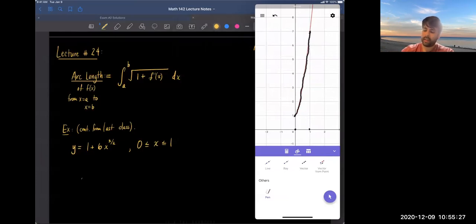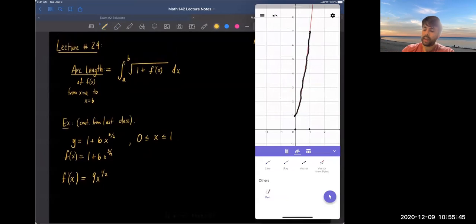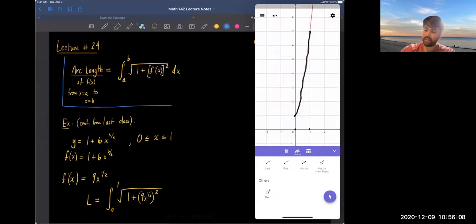So then I can treat this as f of x, 1 plus 6x to the 3 halves. Then f prime of x will be 9x to the 1 half. That's f prime. Now I can use my formula. So I'm going to write arc length as L. Arc length L is the integral from 0 to 1 of the square root of 1 plus 9x to the 1 half, because this is the derivative squared. Oh, I forgot to square this, sorry. This should be squared. So the arc length formula is this.